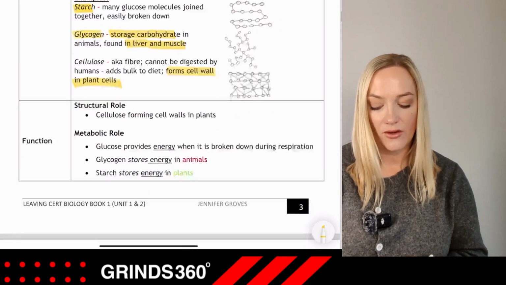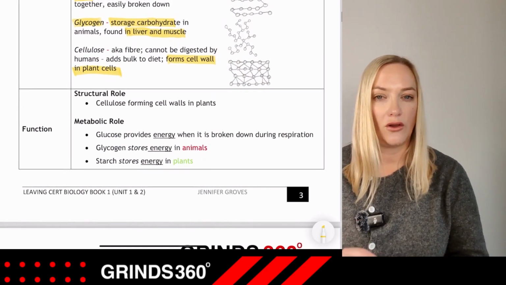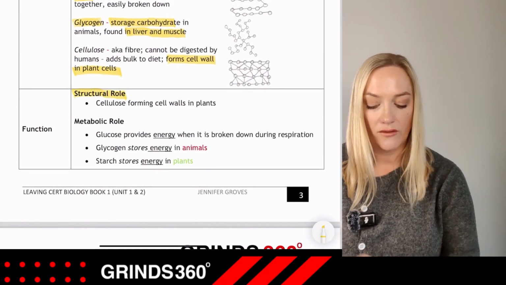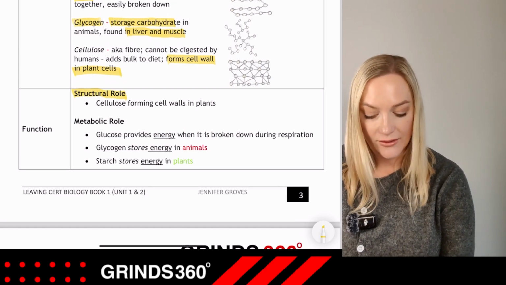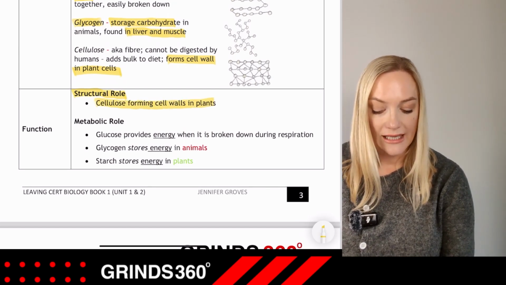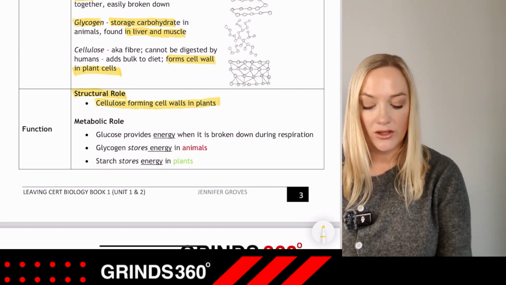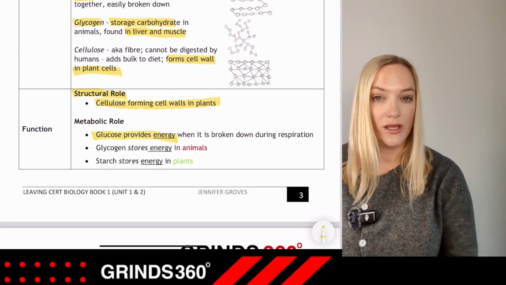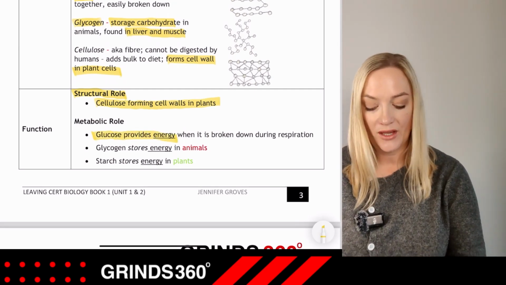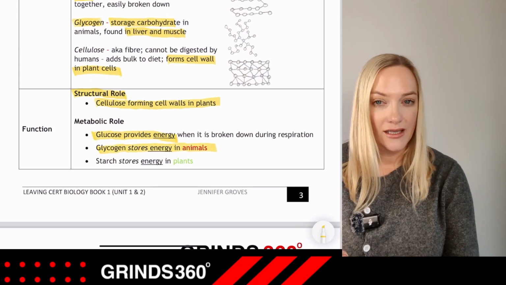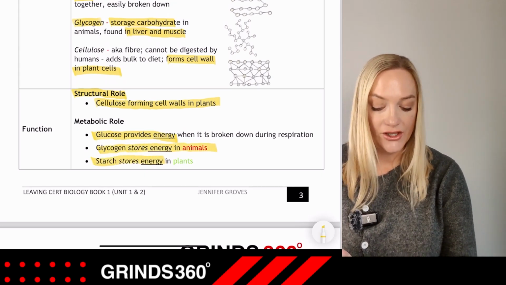Now we need to know an example of a structural role and a metabolic role of carbohydrates. A structural role of carbohydrates would be cellulose, forming cell walls in plants. For a metabolic role of carbohydrates, glucose provides energy when it's broken down during respiration. Glycogen can store energy in animals, and starch can store energy in plants.